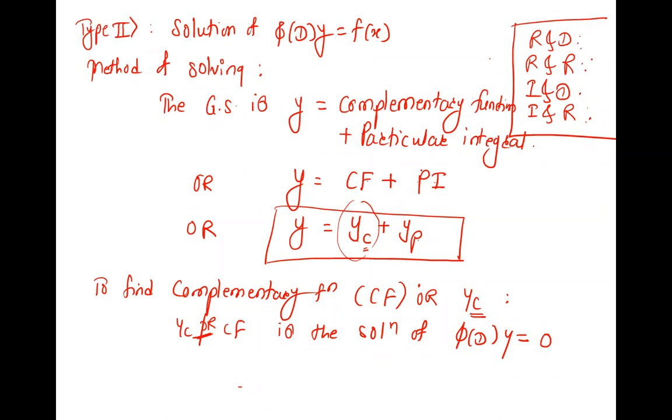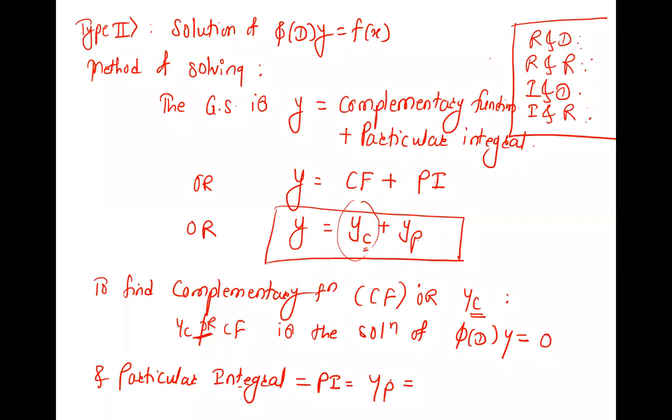Next half part remaining is the particular integral, and particular integral, it is a definition. Particular integral, or you can say PI, or you can say YP, is defined as, pay attention, if the given equation is phi(D)y is equal to f of x, then its particular integral is defined as whatever is this phi(D), it goes down in the denominator as 1 upon phi(D).